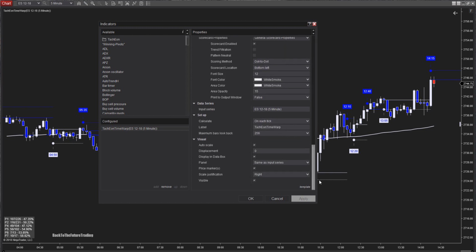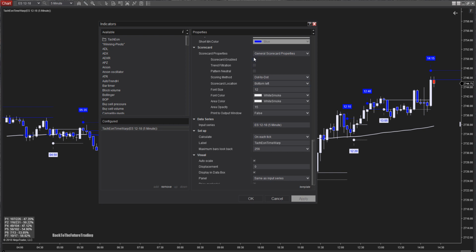Now we're going to take a look at what these things are telling us. The scorecard is enabled, and if you want to change the location of your printout, you can simply come up here to the scorecard location. Right now I have it set to bottom left. You could set it to any of the locations that you've got identified here.